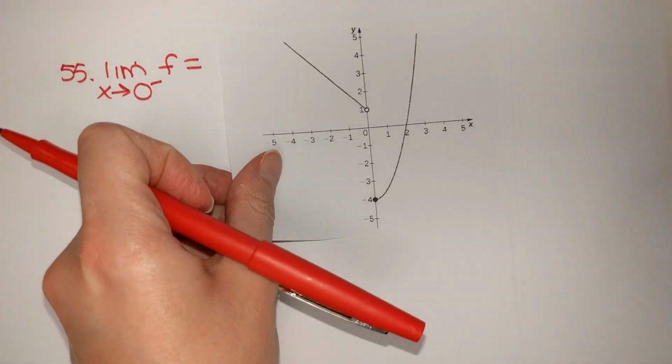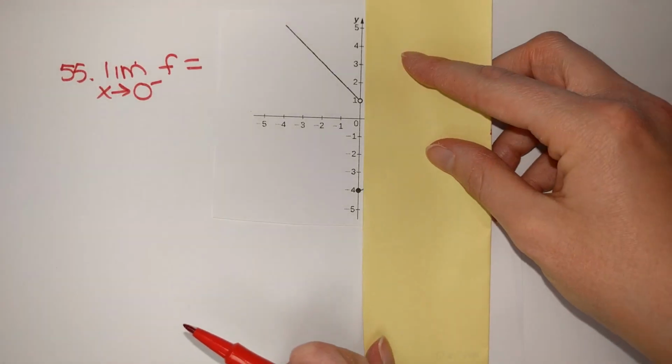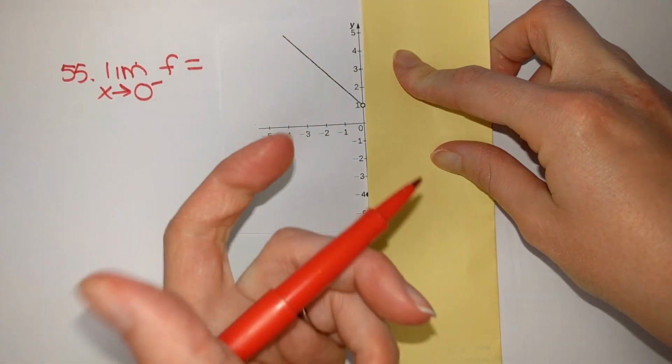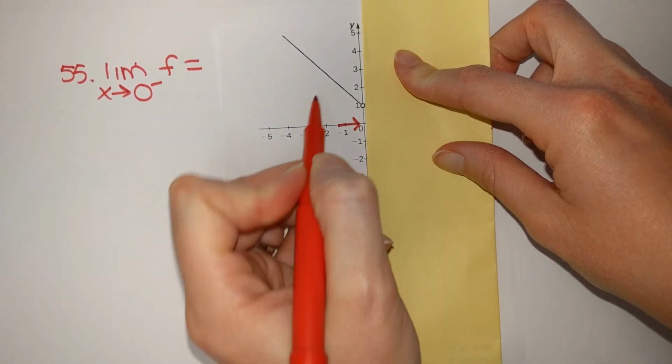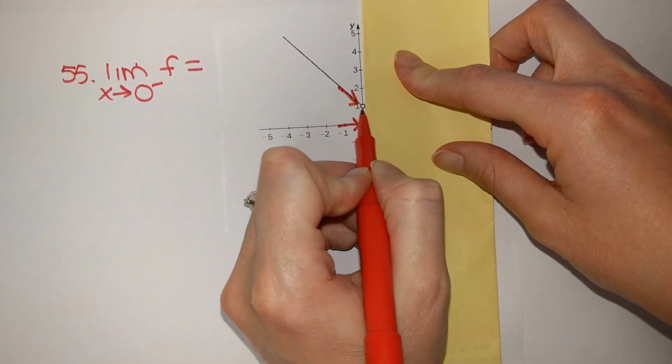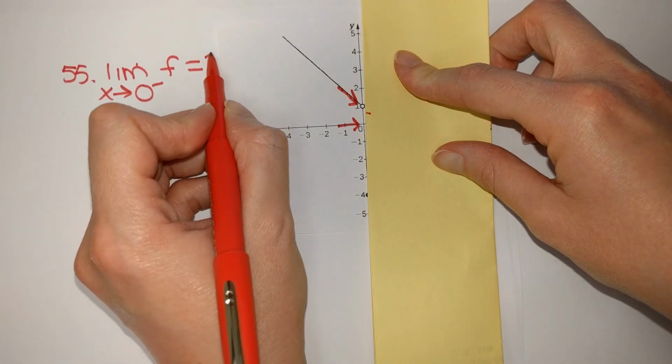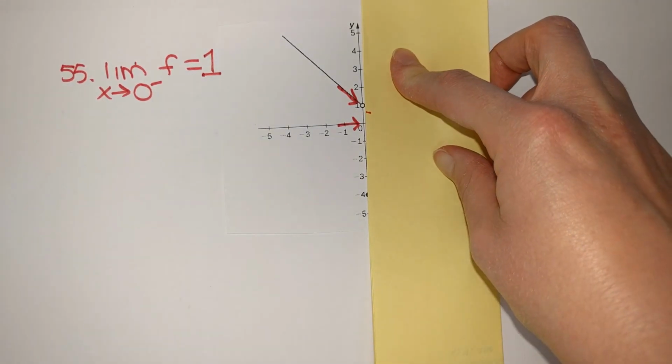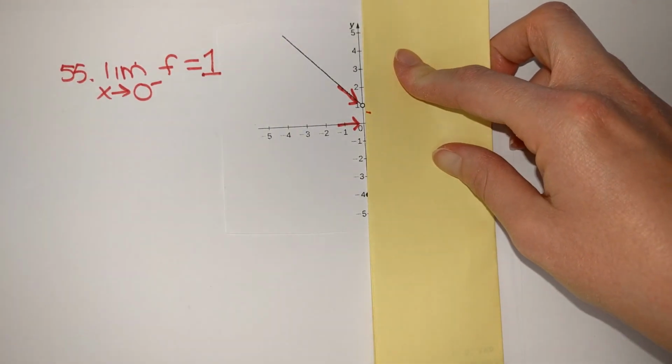Right, so here we want to find the limit as x goes to 0 from the left-hand side. So that means we will cover up the right-hand side at x is equal to 0. And again, the idea is as x goes to 0, our little function values are going towards this y value, and that y value corresponds to 1. So we would say our limit is equal to 1.